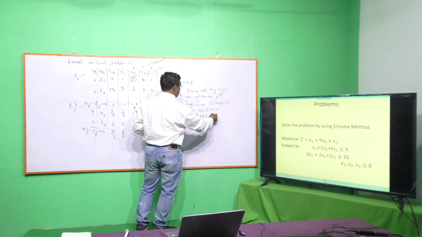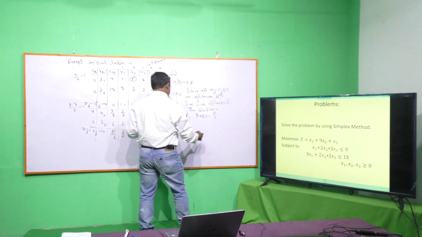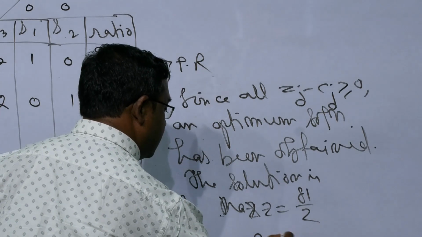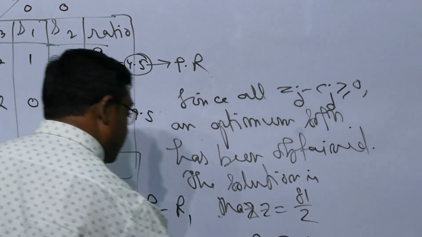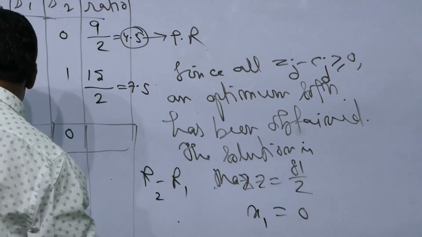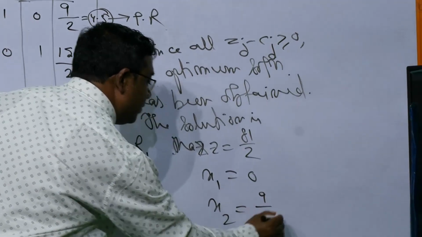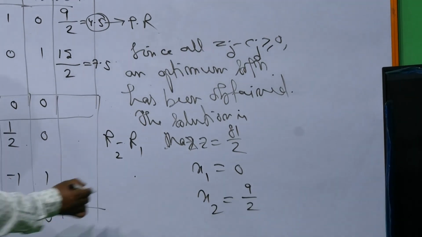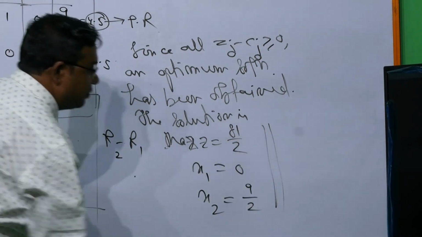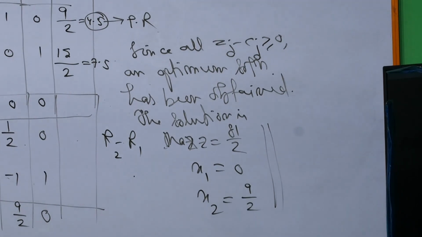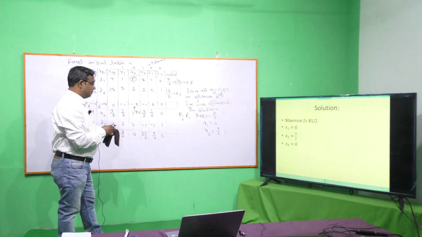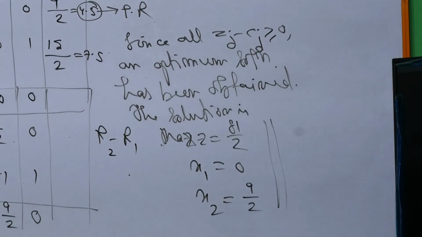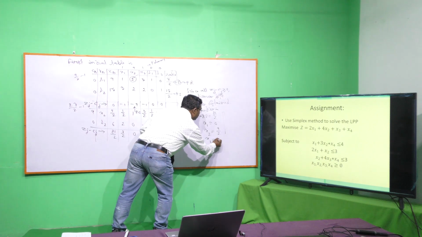Maximize Z equals 27 by 2. There is no x1, so you write x1 is 0, here is x2, this is 9 by 2, and you will not take the value of S2. S2 is a slack variable. So this is the optimum solution. Optimum solution means the best solution. We have to find out the best solution. So maximize Z equals 27 by 2, x1 is 0, x2 is 9 by 2, and you write x3 equal to 0.